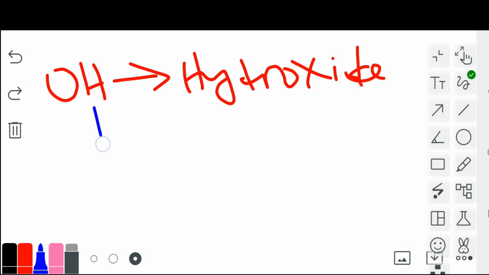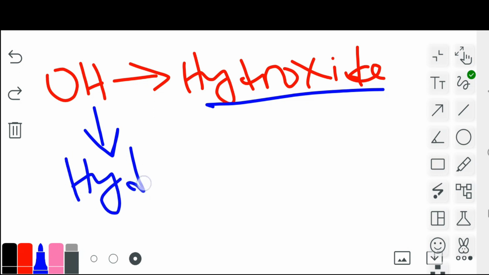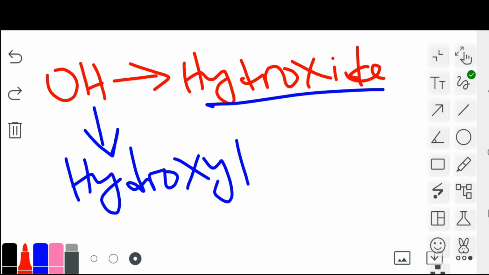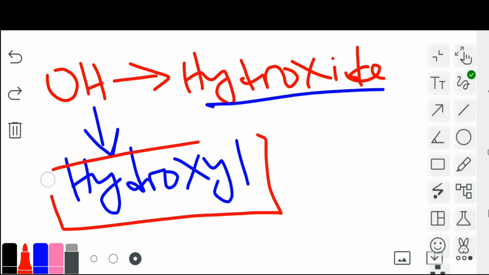However, from the inorganic perspective, this is called the hydroxide. But when you're talking about organic chemistry, and under this the alcohols, we call it the hydroxyl group. So make sure that you understand that.